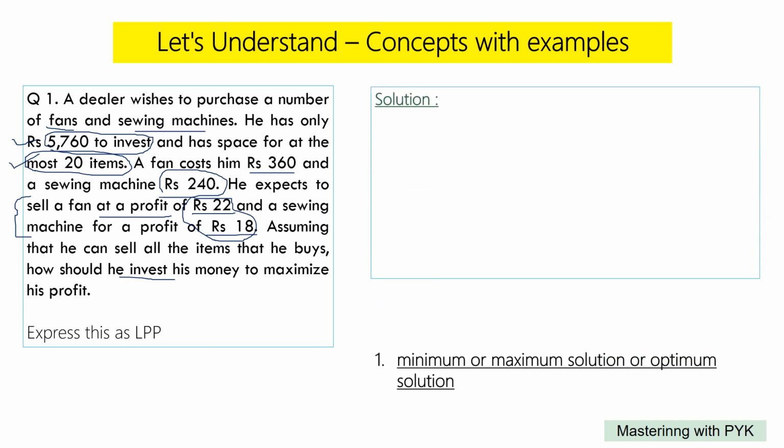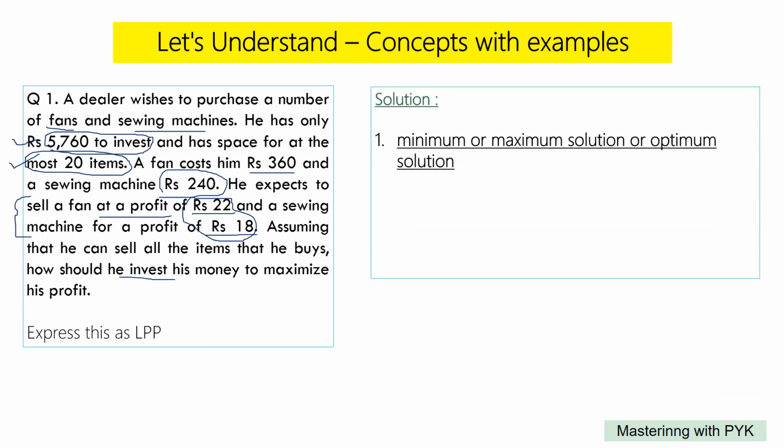So let's start. Solution: we define the linear program as a minimum or maximum solution, an optimum solution. Here we are going to find the maximum solution, which is our optimum solution, because we have to maximize the profit. The linear objective function is Z, which is to be maximized by selling fans and sewing machines.